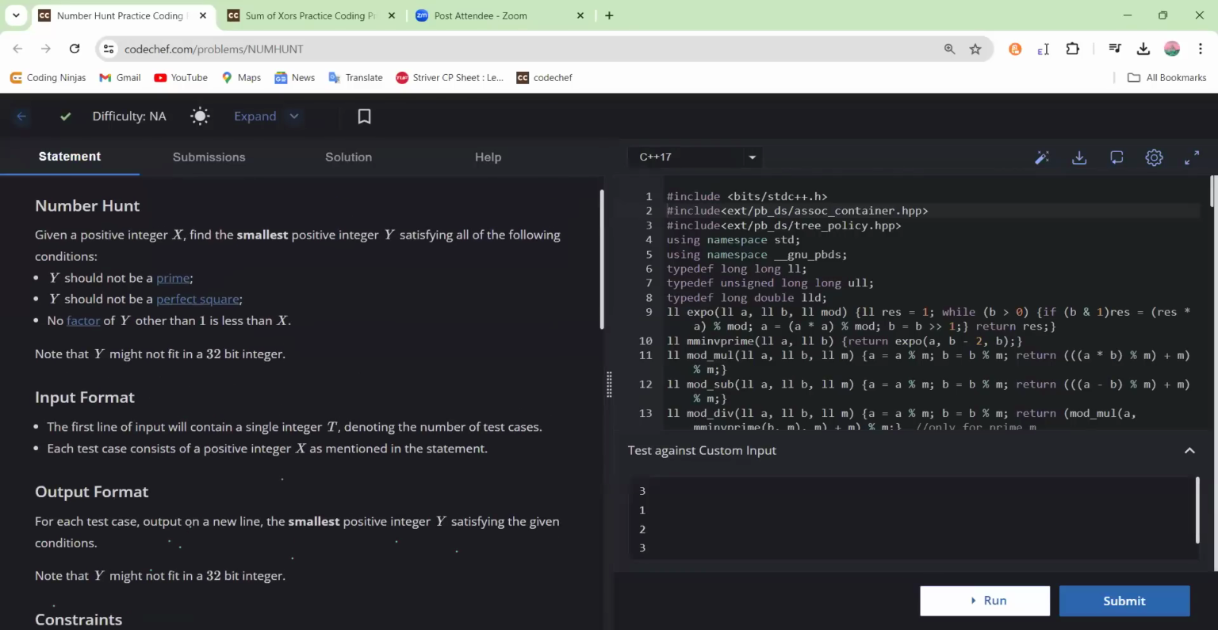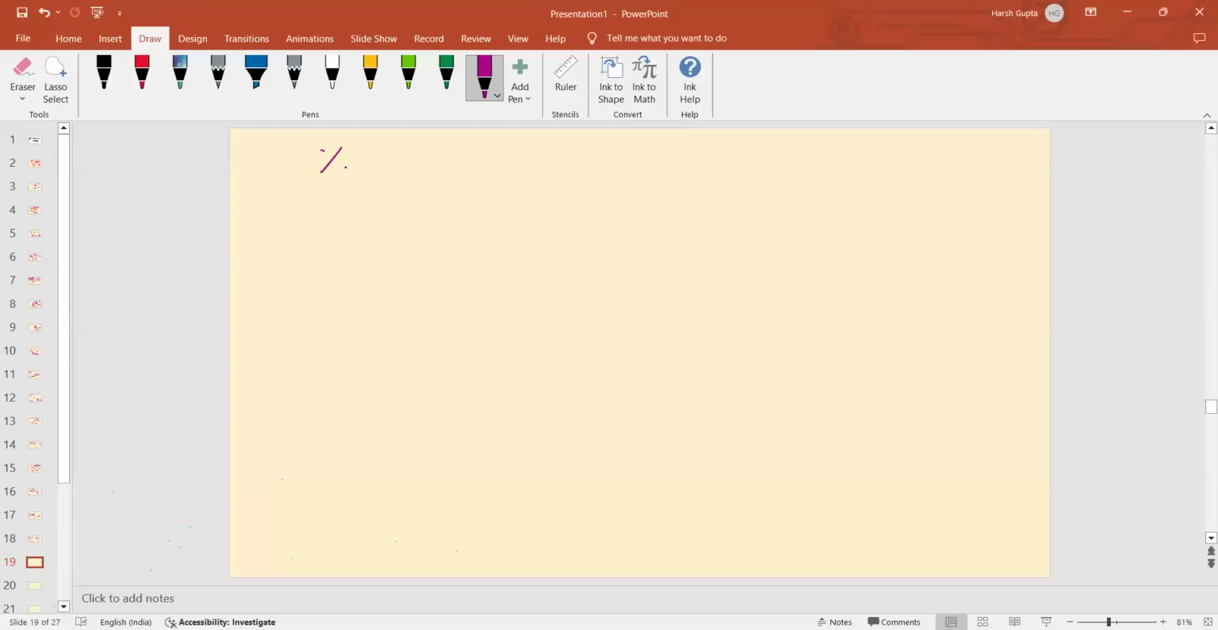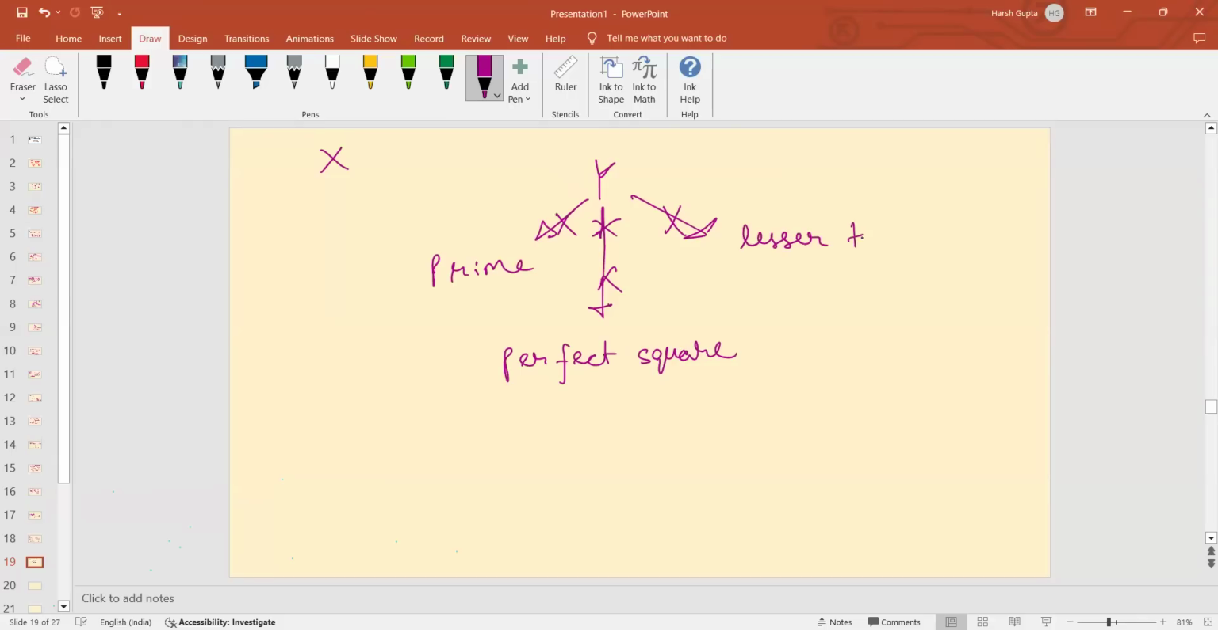So what's the question? You have a number x, you need to look for a number y, and there are 3 conditions. The first condition is that this number y can't be prime. This number y can't be a perfect square number. And it cannot contain any factors that are lesser than x. So I need to look for the smallest y that satisfies this and just need to print that y. So that's the question.